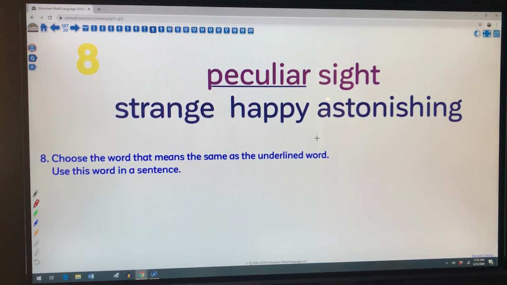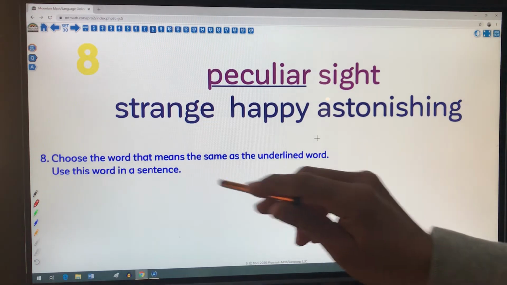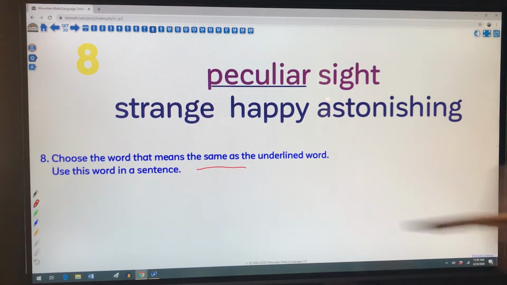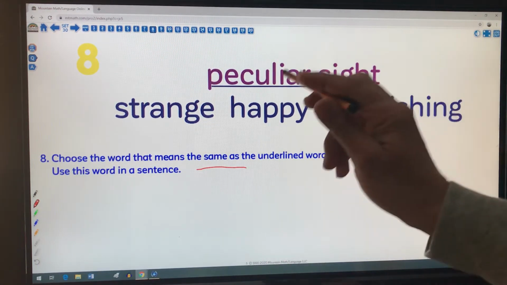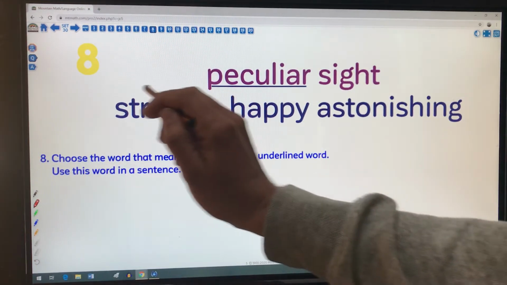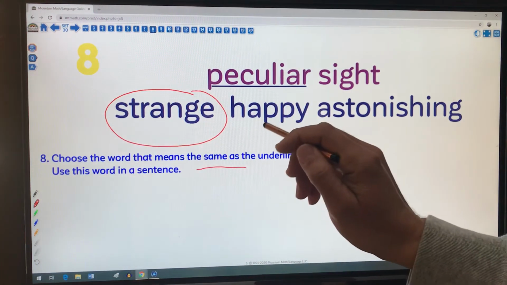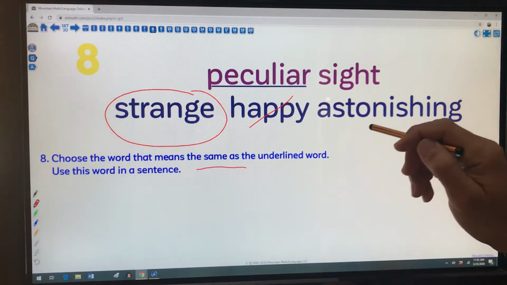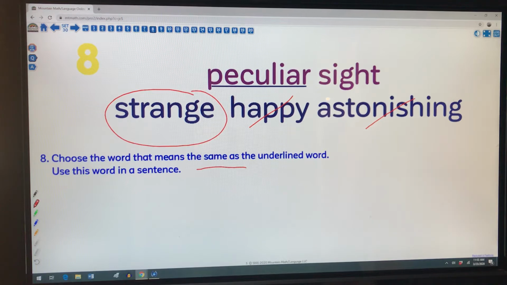Peculiar sight. So I have these three words that I need to find the same as. So again, I'm looking for synonyms. So peculiar means the same as one of these three words. Does peculiar mean the same as strange, happy, or astonishing? So looking through this, strange kind of is the one I'm choosing, because I know that happy does not mean the same as peculiar and astonishing does not mean the same as peculiar, so strange. In a sentence, strange. It is strange to be at home and not see you guys every day.